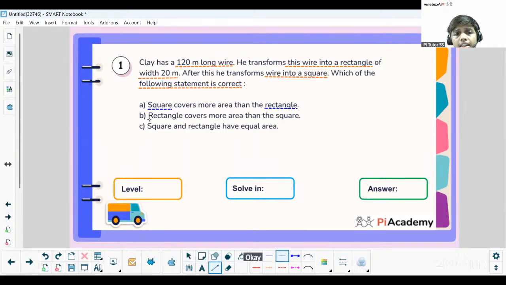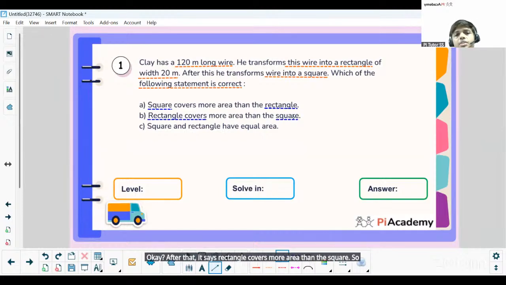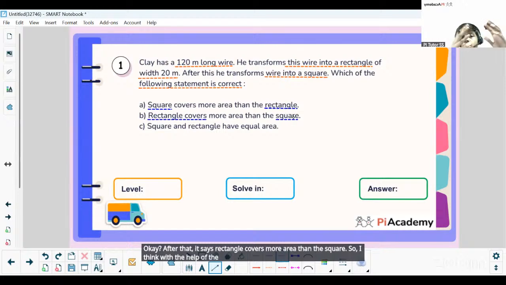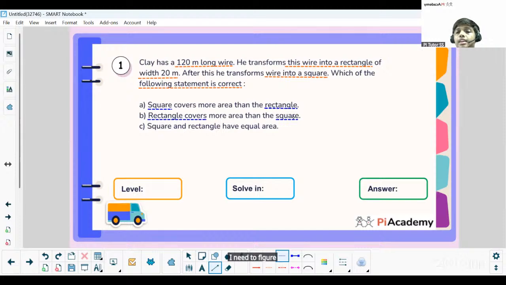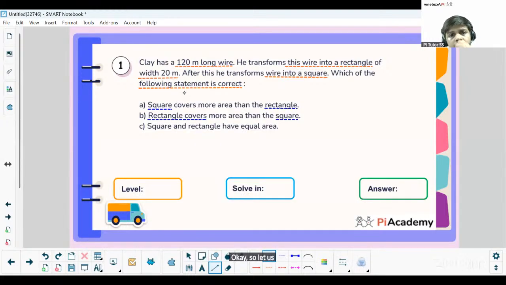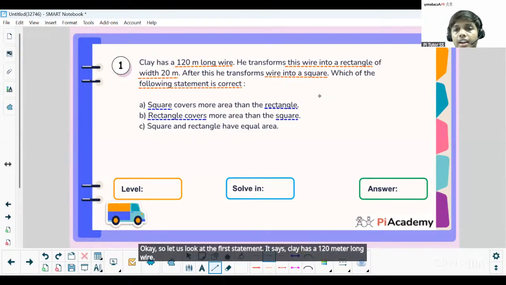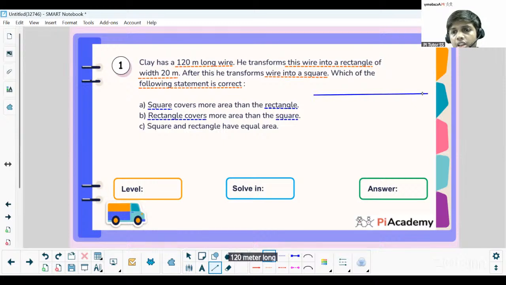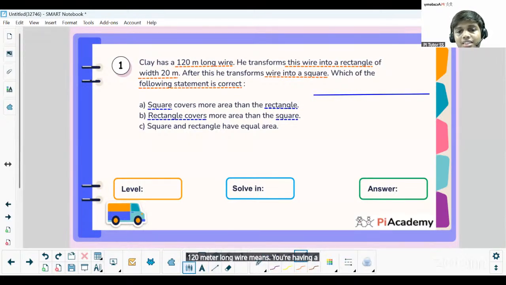Okay. After that, it says rectangle covers more area than the square. So I think with the help of the data that is given on the top in the word problem, I need to figure out the area of the rectangle and the area of the square. So what am I going to do? At first, I need to understand the question and break it down into parts. Okay, so let us look at the first statement. It says clay has a 120-meter long wire. 120-meter long wire means you are having a wire whose length here is 120 meters.